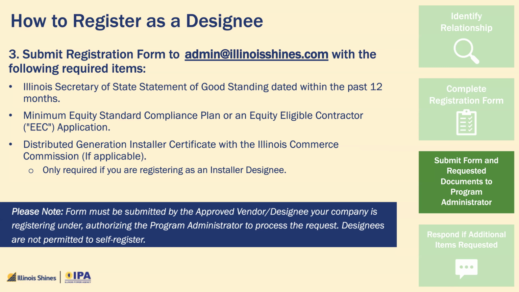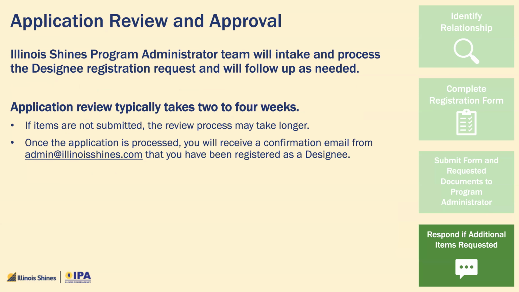And all of these items should be submitted to the program administrator by the approved vendor or parent designee that the designee is registering under. If it is not submitted directly by the approved vendor or parent designee, they should at least be included on the email to provide visibility for this request. Designees are not permitted to self-register under another program participant, so we do need to verify that this registration is authorized by the approved vendor or designee that will be registering this entity under their account.